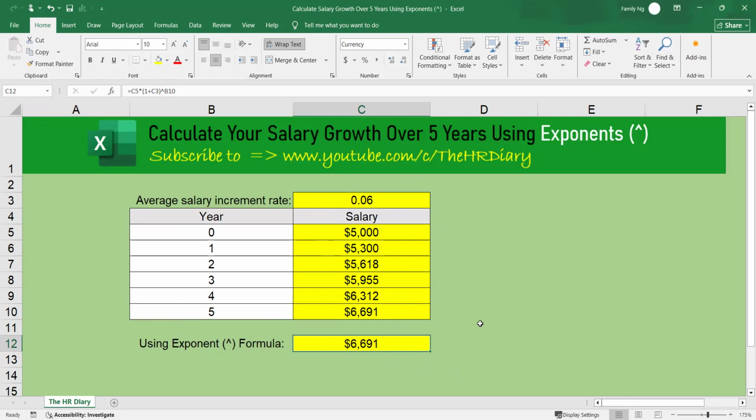So right, today I have shown you how to calculate salary growth manually using this formula, which I then drag down. All right. And I also show you how to calculate it using a single exponential formula, which is this formula.